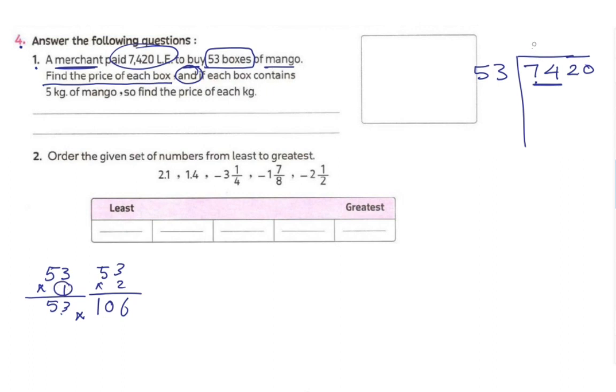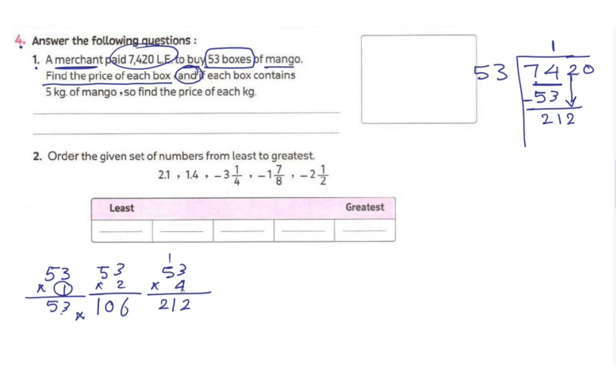Write 1 here above the 4. So 1 times 53 equals 53. Now subtract: 4 minus 3 equals 1, 7 minus 5 equals 2. I have 21. 21 is less than 53. So I need to drop this 2 down. 212 divided by 53. So I need to continue this list. 4 times 3 equals 12, carry 1. 4 times 5 equals 20, plus 1 equals 21.